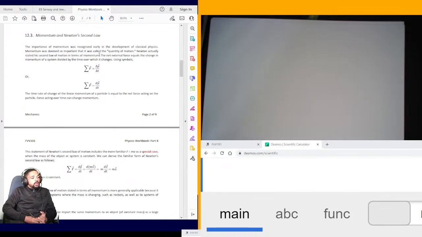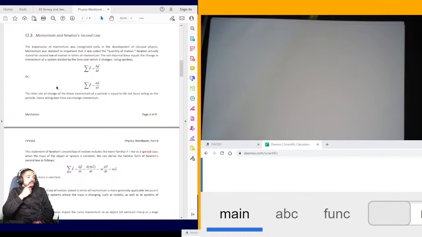Then he also added the universal law of gravitation, which says that the gravitational force between two bodies is equal to the product of their masses over the distance between them squared, and then you multiply by the gravitational constant.